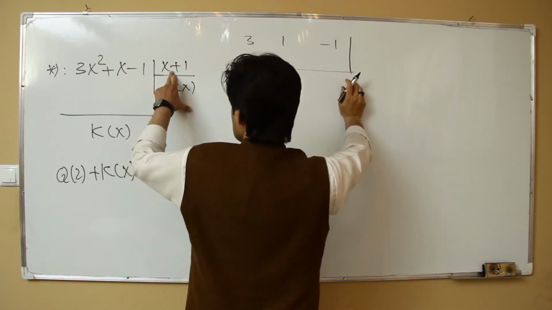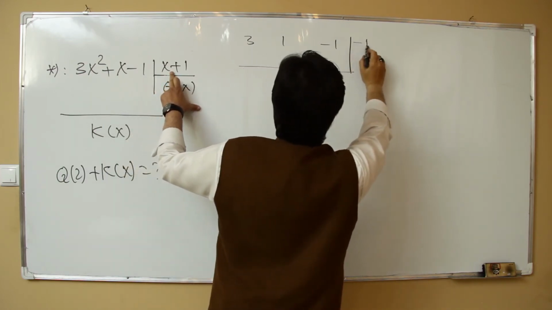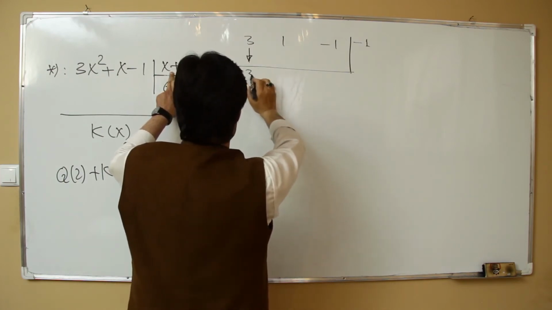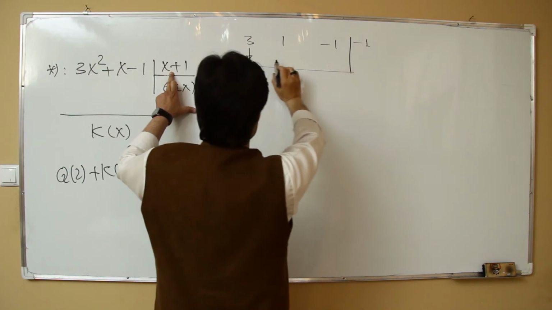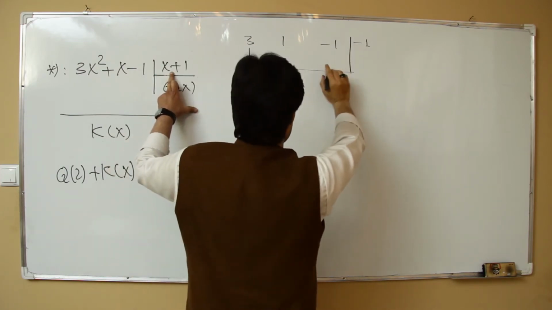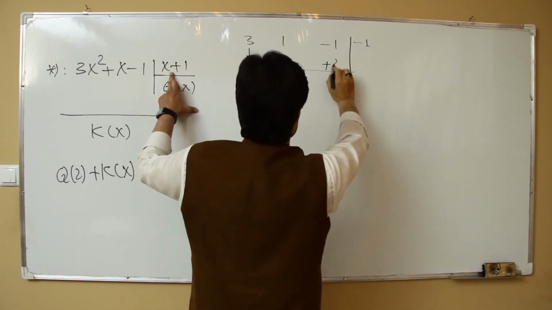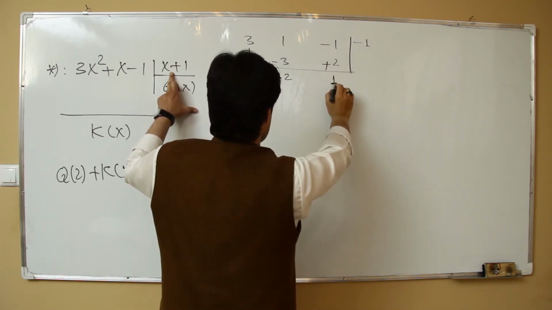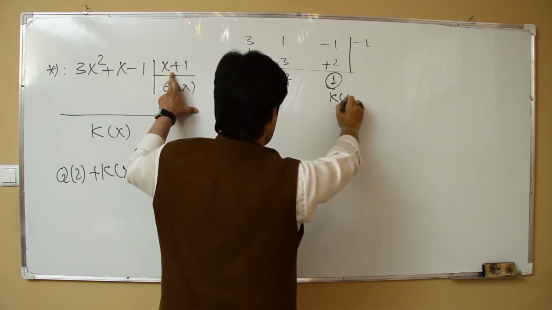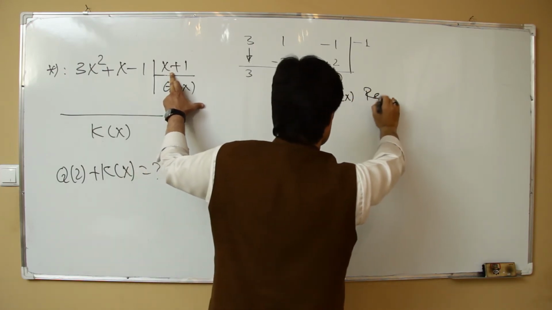What is the zero point of x plus 1? It's minus 1. Straight, write 3 here. 3 times minus 1 is minus 3. 1 with minus 3, it's minus 2. Minus times minus is plus 2. And 2 with minus 1, it is 1. So this is called k(x), or the remainder.